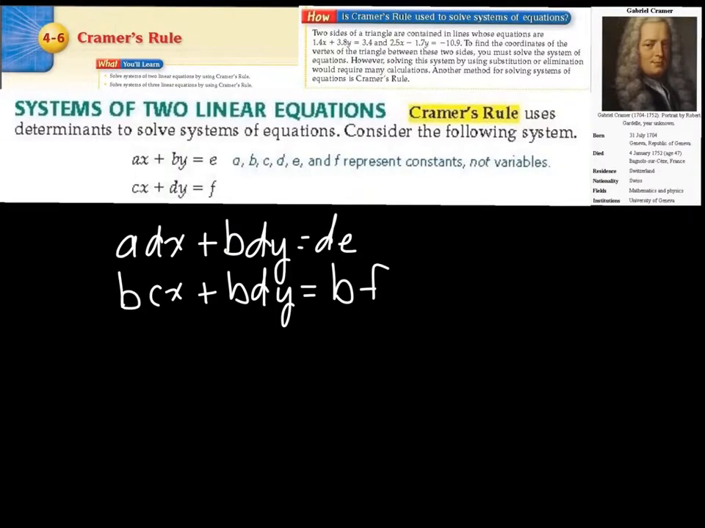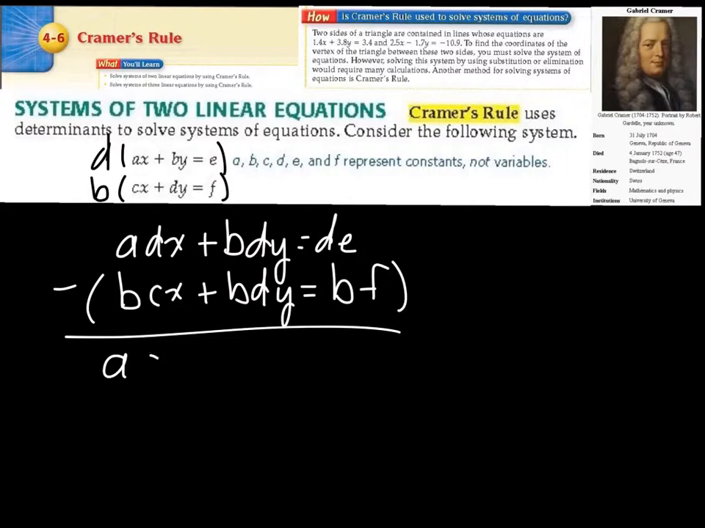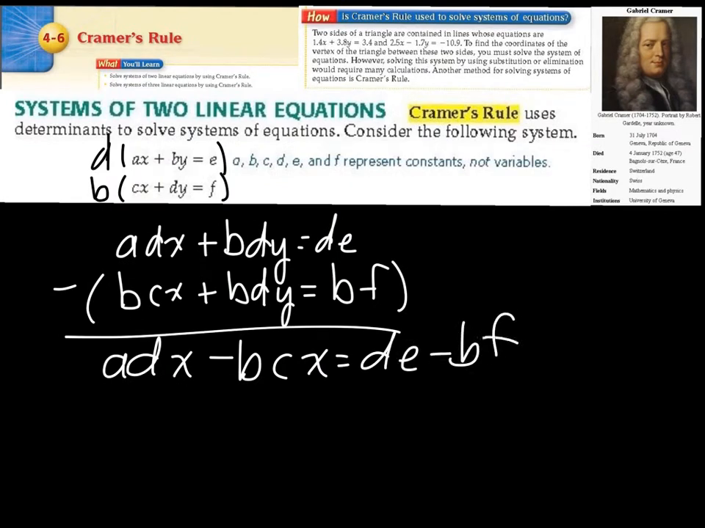Okay, Cramer's rule uses determinants to solve systems of equations. If we have ax plus by equals e, and cx plus dy equals f, where a, b, c, d, e, and f represent constants, not variables, so they're just any constant, we could take the first equation times d and the second equation times b to get the y's to drop out. So I have my y's the same now. So I have adx minus bcx equals de minus bf.